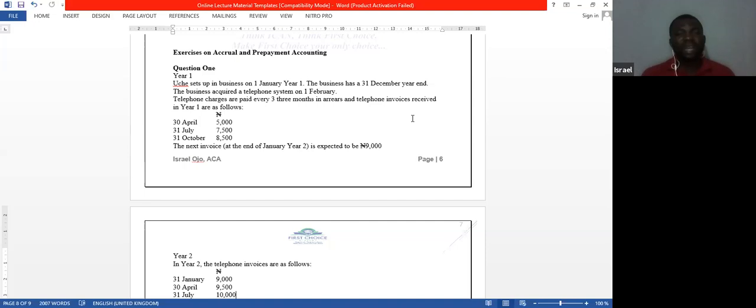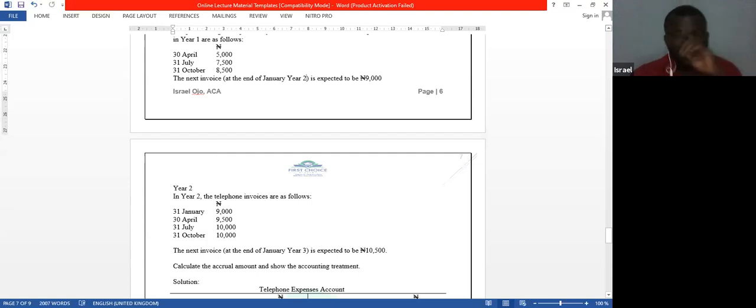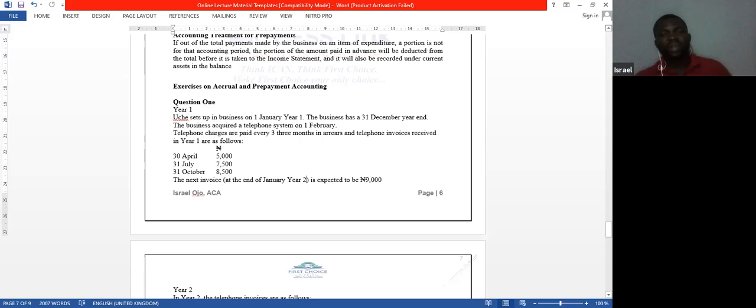The next invoice, in January year two, is expected to be 9,000. They are paying every three months. After October they have been invoiced, so we have November, December, January. At the end of January, they will give them another invoice to pay. And January is another financial year entirely. So how do we calculate for that?